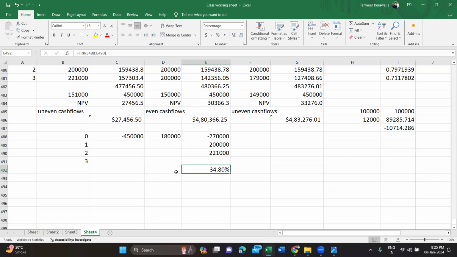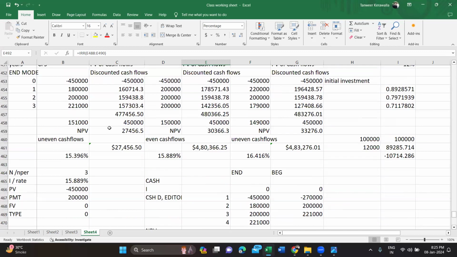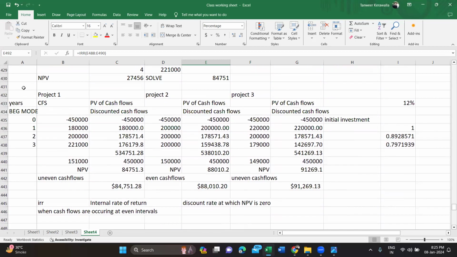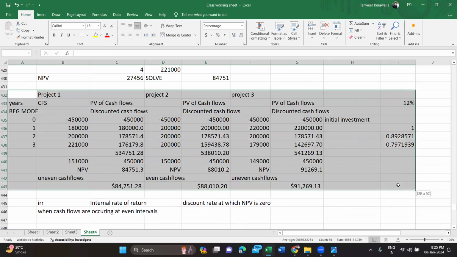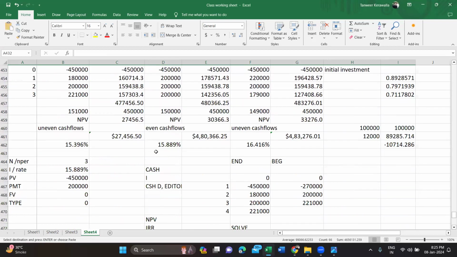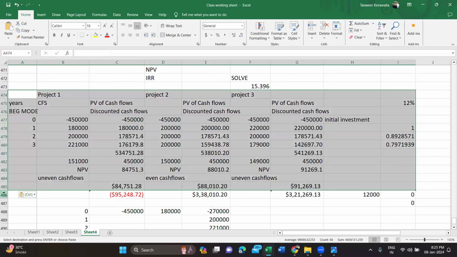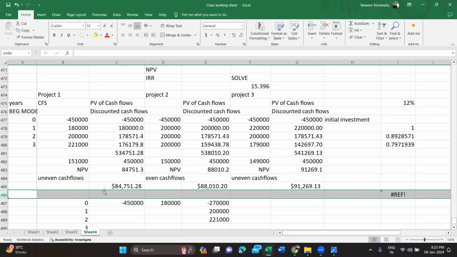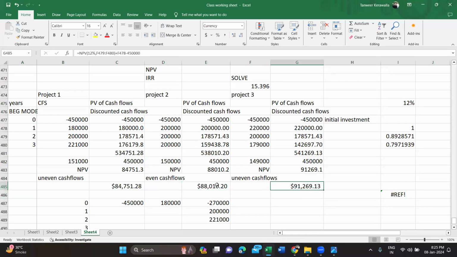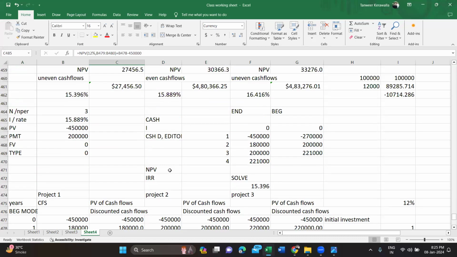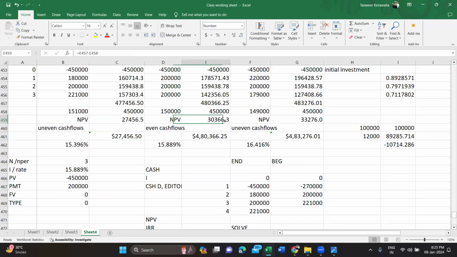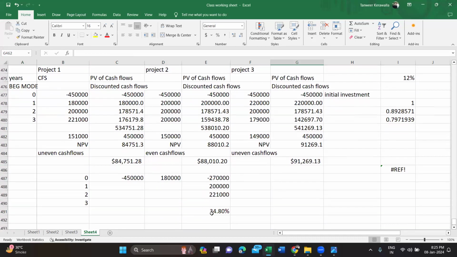Last time I had told you why the difference is happening, because even the NPV, if you see, has more than doubled in the begin mode. Sorry, I copied the wrong thing. This is the begin mode, so I'll copy this NPV here. See, even the NPV has gone 91, 88, 84. In end mode, it was just 27, 30, 33. So NPV has more than doubled. And even the IRR from 15, 15, 16 has gone up to 34.80.